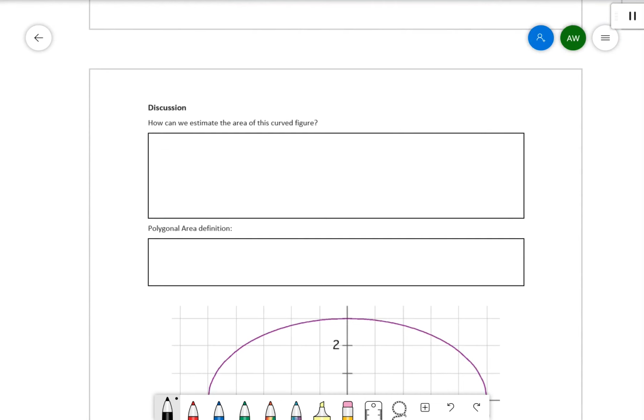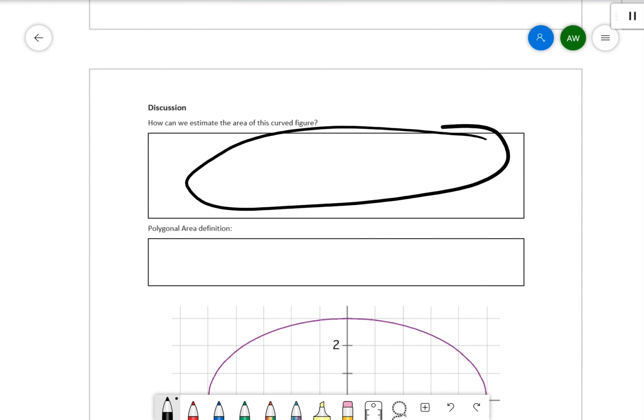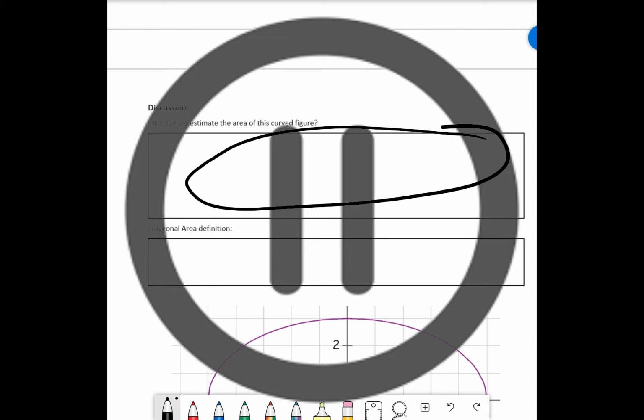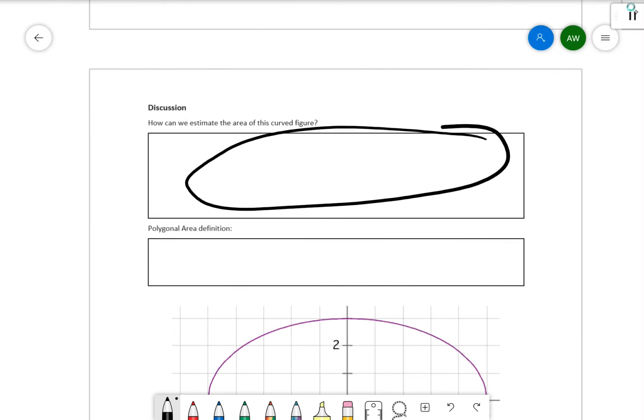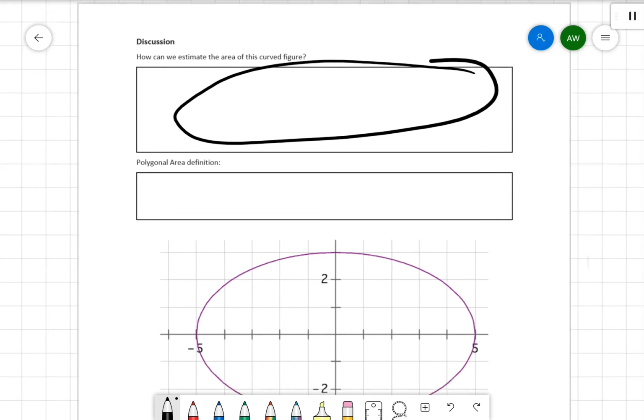Our last problem is this discussion question that is asking, how can we estimate the area of a curved figure? So what I would like you to do is pause this video, take a moment, and answer this question with an idea that you have on your own. So what do you think is one way that we can estimate the area of a curved figure? Thanks for taking a moment to do that.